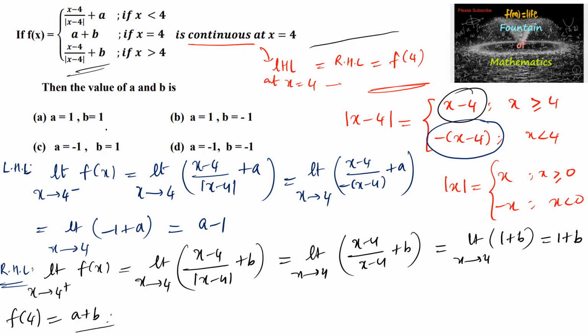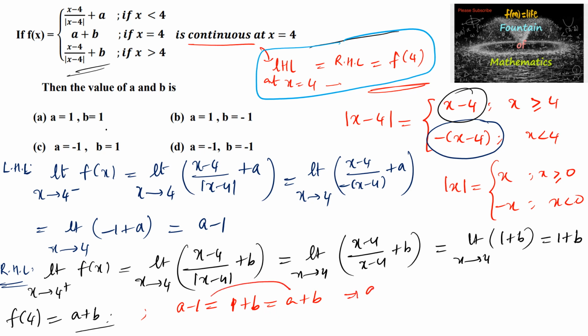Since we know that left hand limit, right hand limit and functional value, all the three are equal, we can write left limit a minus 1 is equal to 1 plus b is equal to a plus b. So by comparing, a plus b is equal to a minus 1, we'll get b is equal to negative 1, and comparing a minus 1 is equal to 1 plus b, we'll get a is equal to 1.